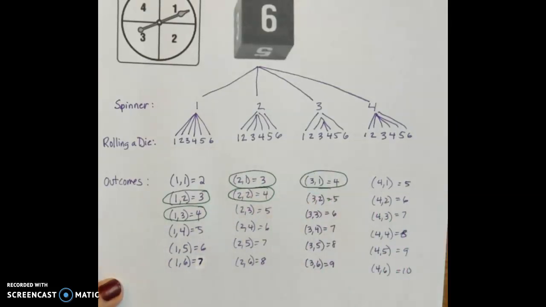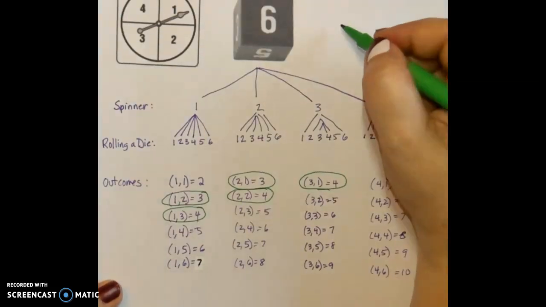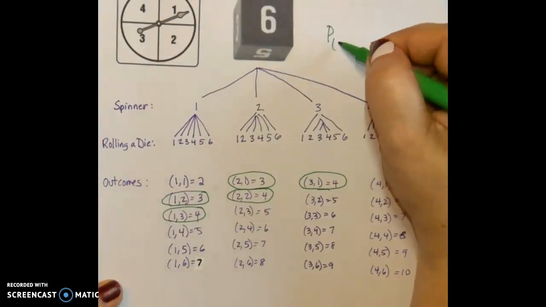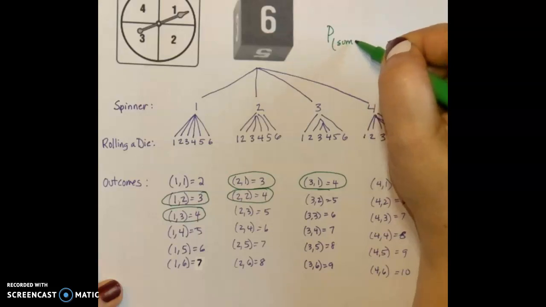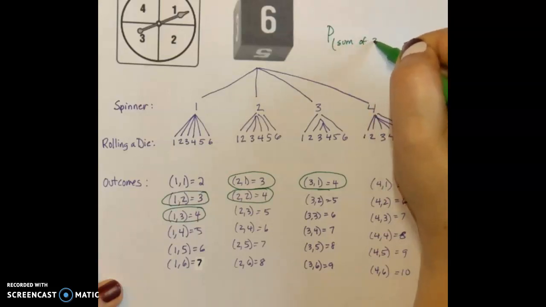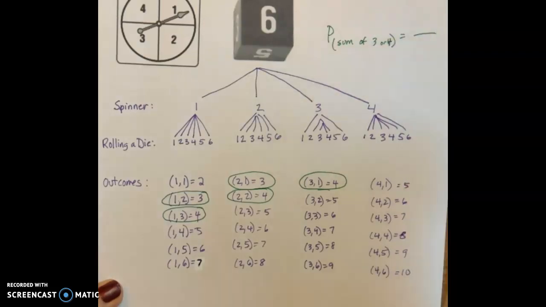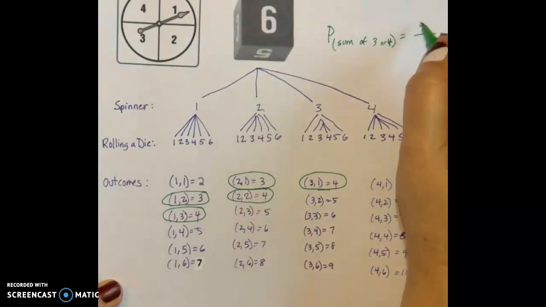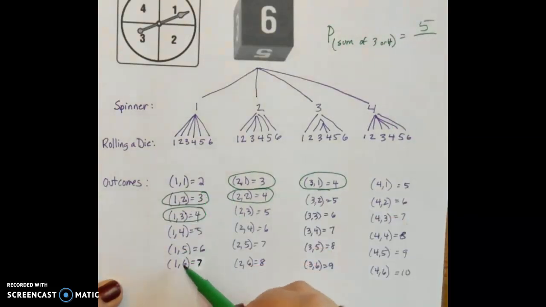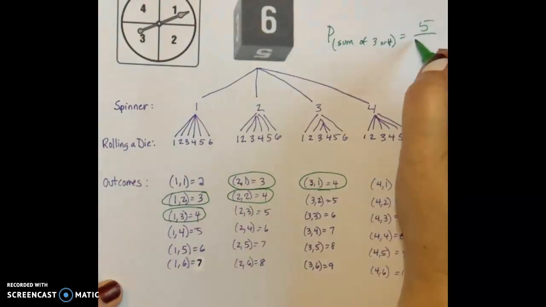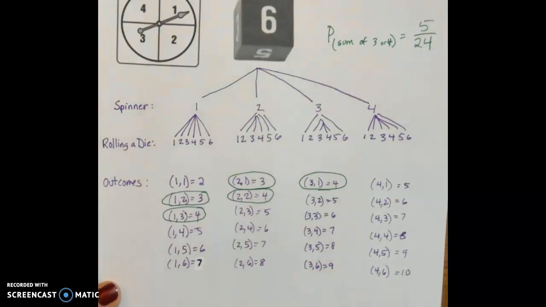And it looks like that's all we have. So up here I'm going to record the probability that the sum is 3 or 4. And there are 1, 2, 3, 4, 5 ways that can happen out of 6 times 4, 24 possible outcomes altogether.